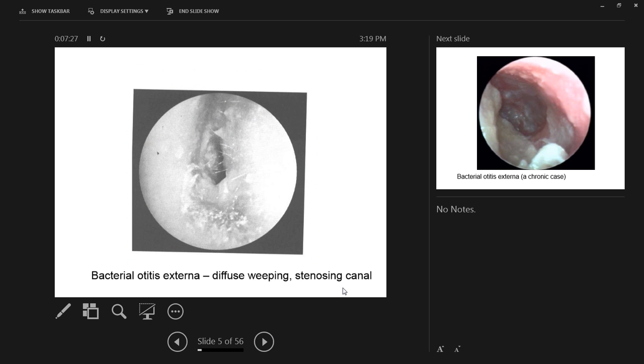Here's an example of chronic bacterial otitis. The canal is stenosing way down. It's a wet ear. This is where a wick would be put down into that, and you'd get the vinegar and hydrogen peroxide mix.